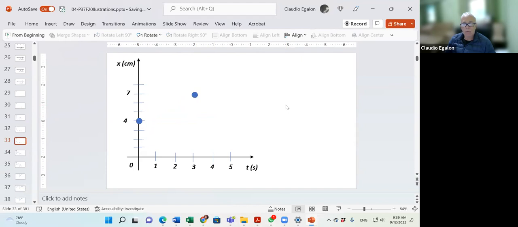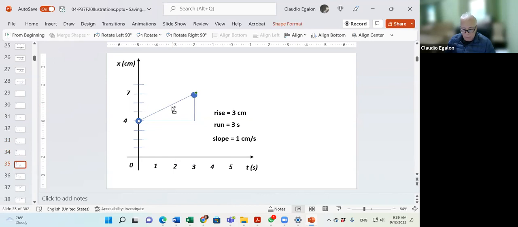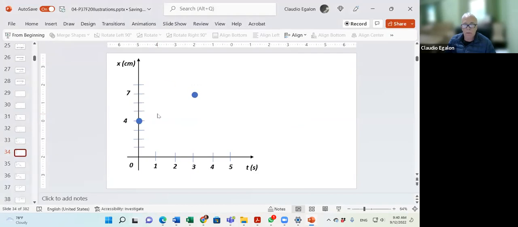And what else do you see here? You see that when you connect those 2 points, you end up having a line with a positive slope. A line with a positive slope, right? Positive slope means an angle between 0 and 90 degrees.